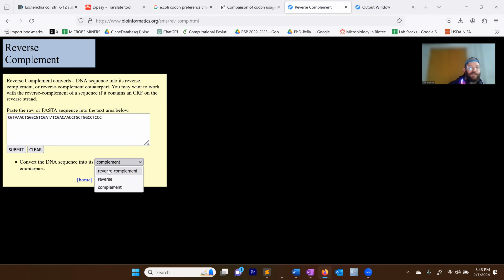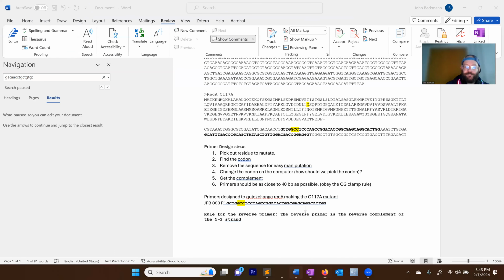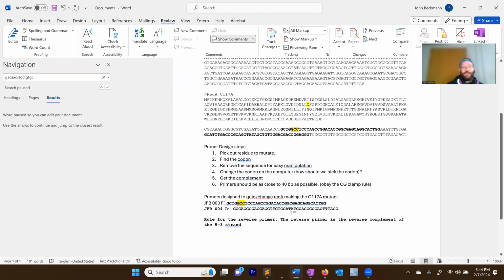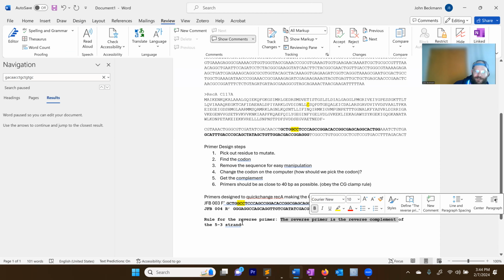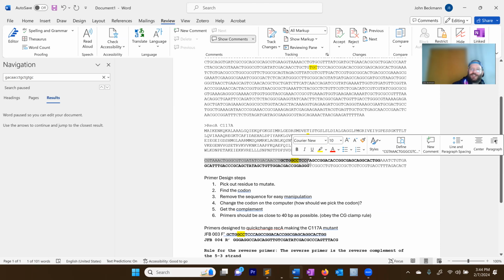So change this to reverse complement, submit. That's this. Okay, so let's give this one a name, JFB 004 reverse. Okay, so that's it. So just remember the rule for the reverse primer. The reverse primer is the reverse complement of the 5 to 3 prime strand. And so to get that, I took the 5 to 3 prime strand and I took the reverse complement.